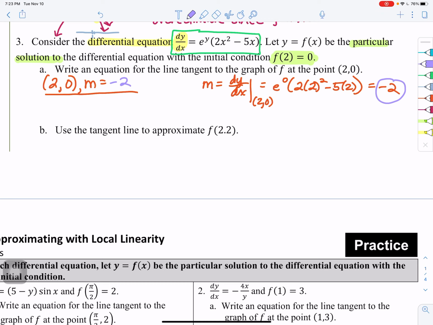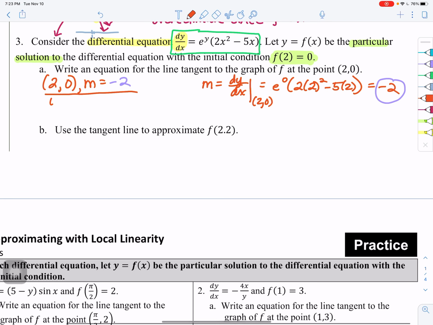It's that easy. What we did is we gave you the equation to find the slope of the tangent line anywhere. That's the derivative. So let's go ahead and fill this in. y minus the y value equals the slope times x minus the x value. And so we get y equals negative 2x plus 4.